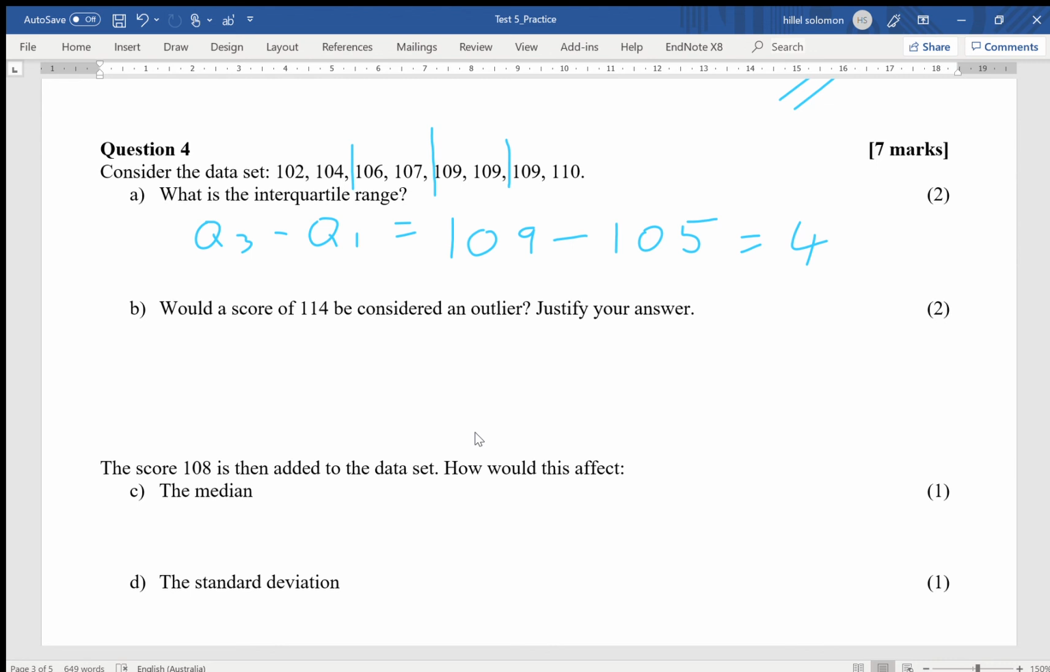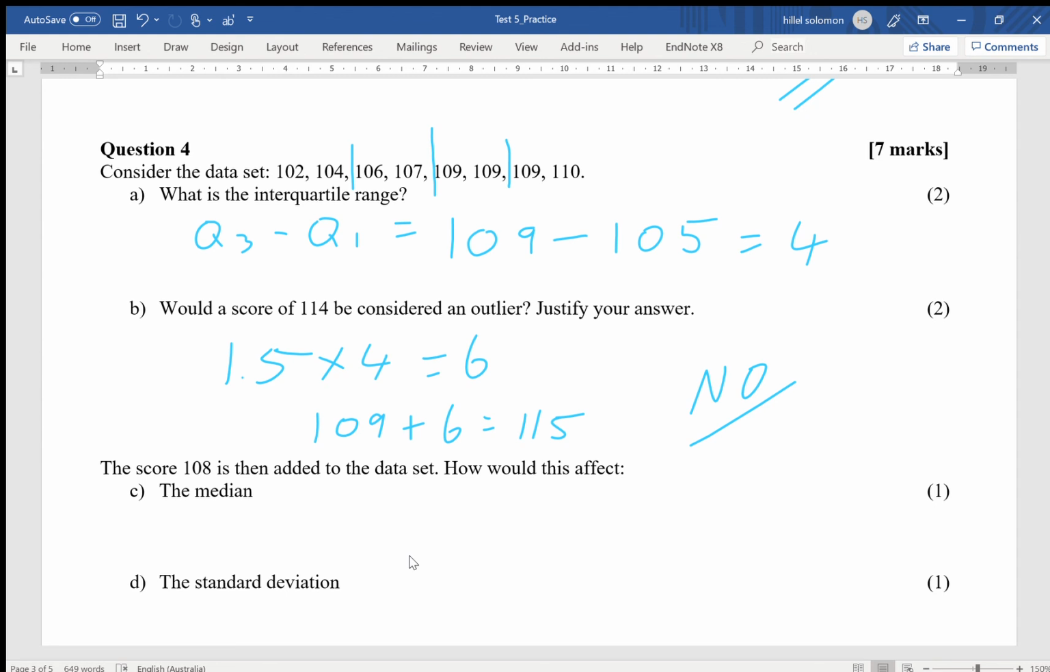So if the interquartile range is 4, what's 1.5 times 4? Half of 4 is 2, so 4 times 1.5 is 4 plus 2, which gives me 6. And my third quartile was 109, so 109 plus 6 equals 115. Anything above 115 is considered an outlier. So 114 is not an outlier.